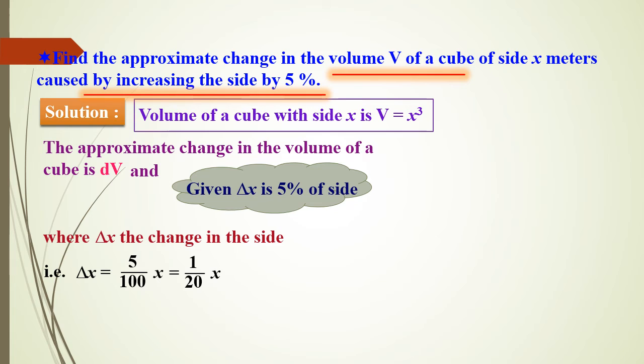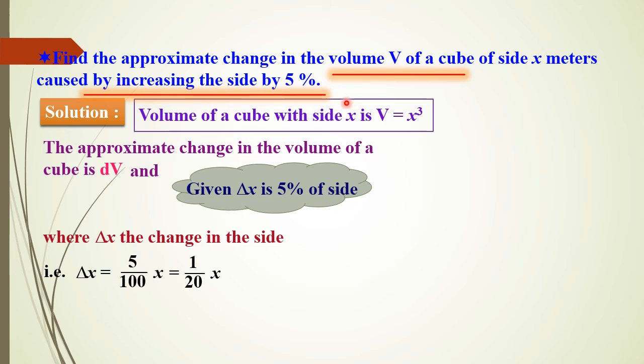In this question, we will be finding the approximate value of the volume of a cube of side x meters, which is caused by increasing its side by 5%. Let us consider v is the volume of the cube, x is the side of the cube. Now, as you people know very well, when volume increases, it can be written as dv. When the side increases, in this case it can be written as dx. So v will be increasing by dv, x will be increasing by dx or delta x.